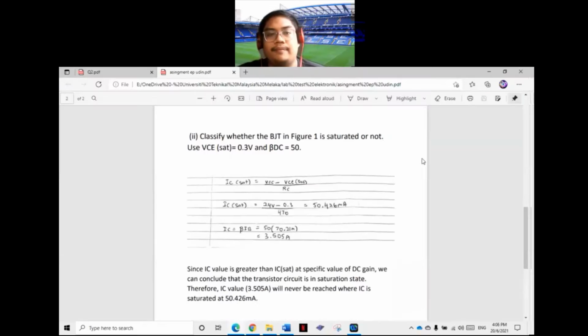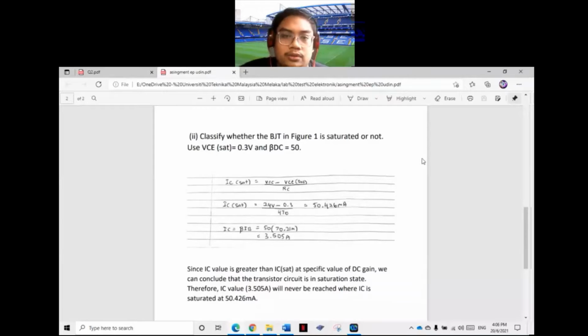Thank you. I'm going to explain question 1 too. Classify whether the BJT in figure 1 is accurate or not. Use VCE sat 0.3 volt and beta DC is 50.